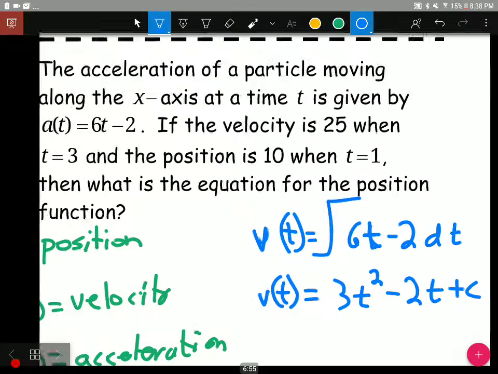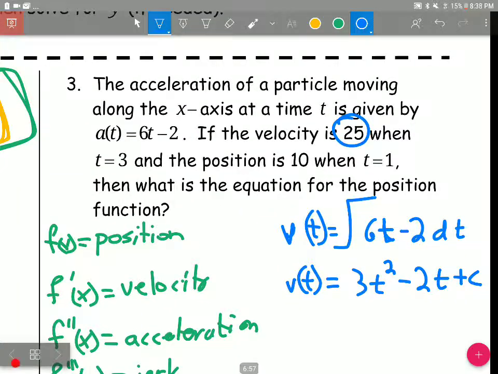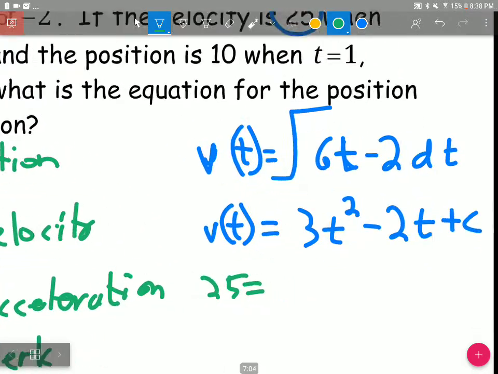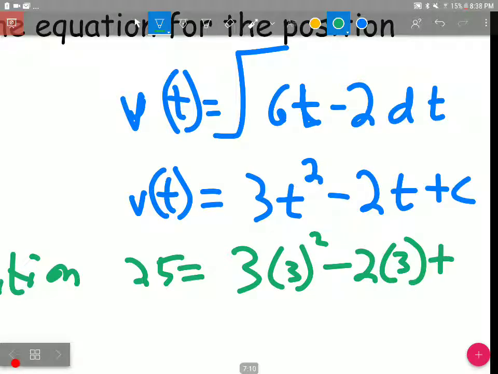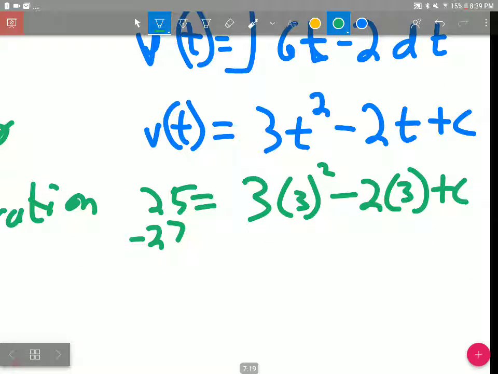All right, and they said the velocity is 25 at time 3. So we can plug that in. 25 equals 3 times 3 squared minus 2 times 3 plus c. So that's 25. 3 times 3 is 9, times 3 is 27. So I'll subtract 27. 2 times 3 is 6, that's negative 6 plus 6. So that's negative 2 plus 6 is 4. 4 equals c.